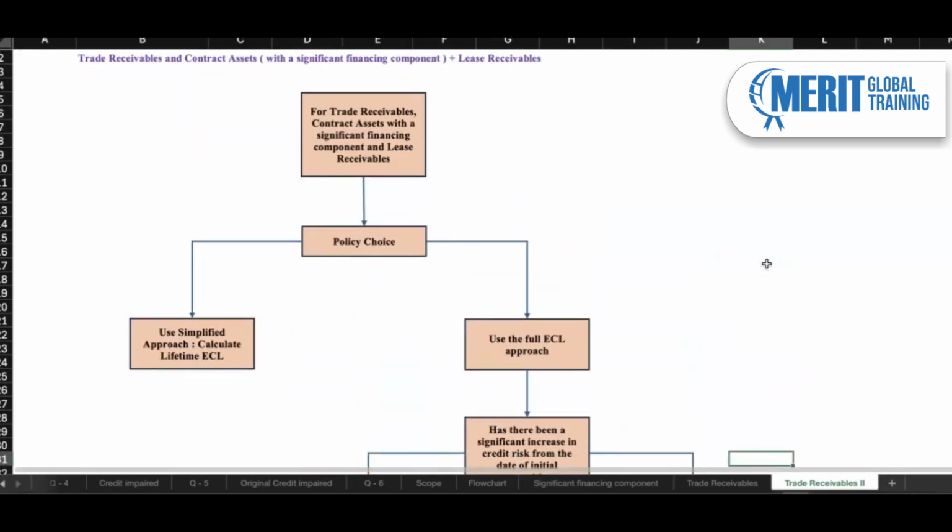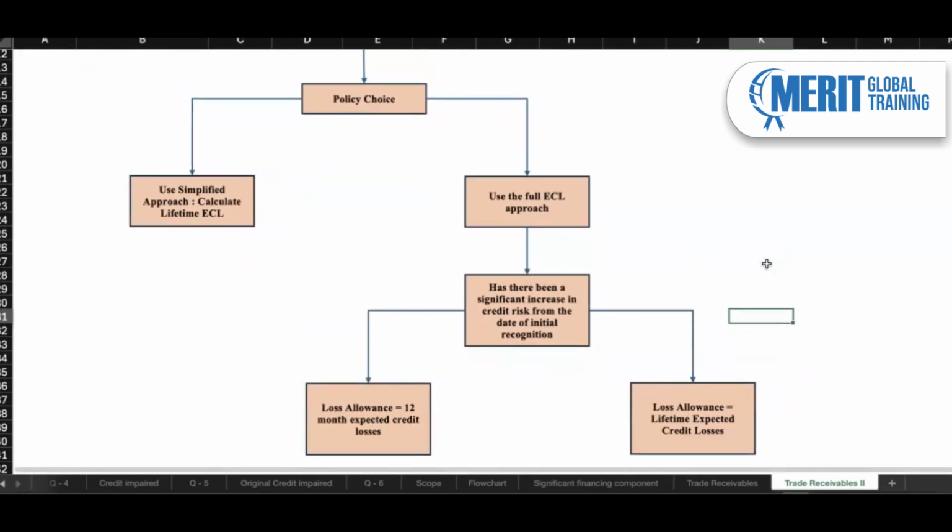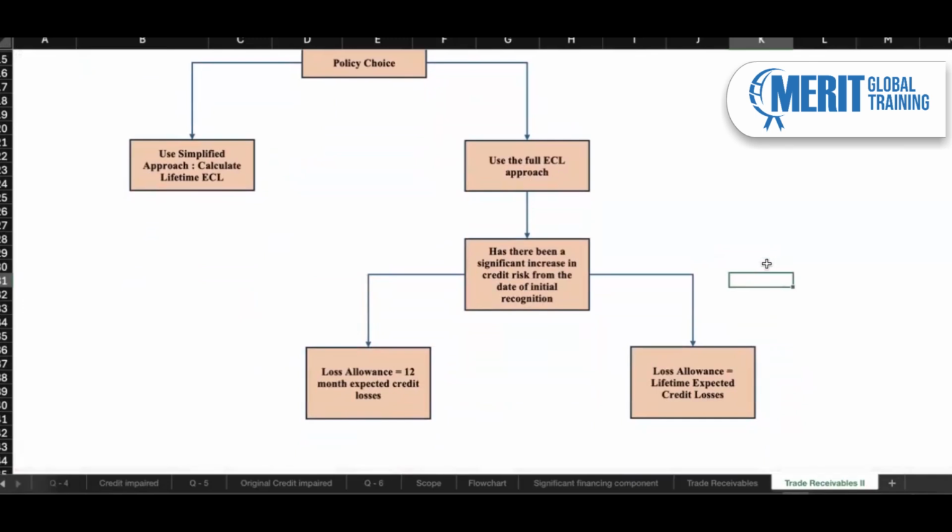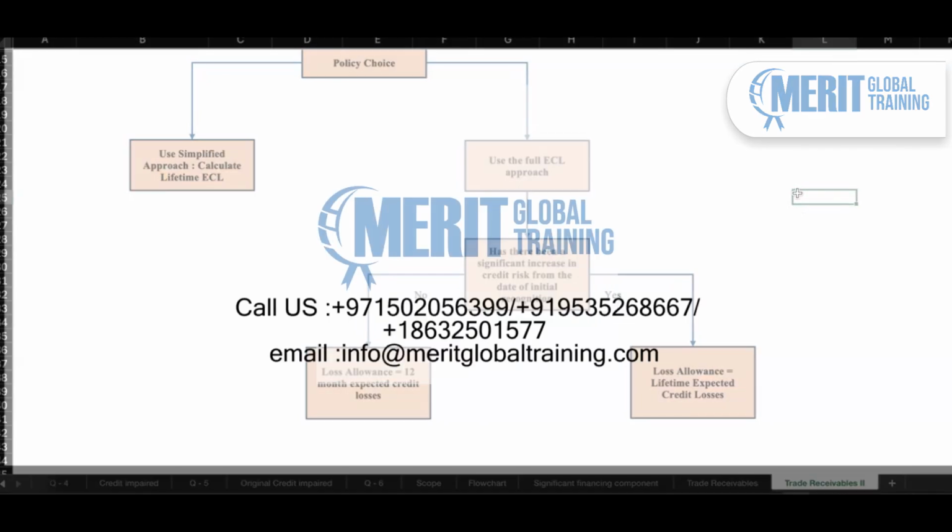So this is what you do in case of those trade receivables and contract assets which have a significant financing component and lease receivables. Ask yourself the question, has there been a significant increase in credit risk from the date of initial recognition? Answer is no. Loss allowance is 12-month expected credit loss. If the answer is yes, the loss allowance is lifetime expected credit losses.